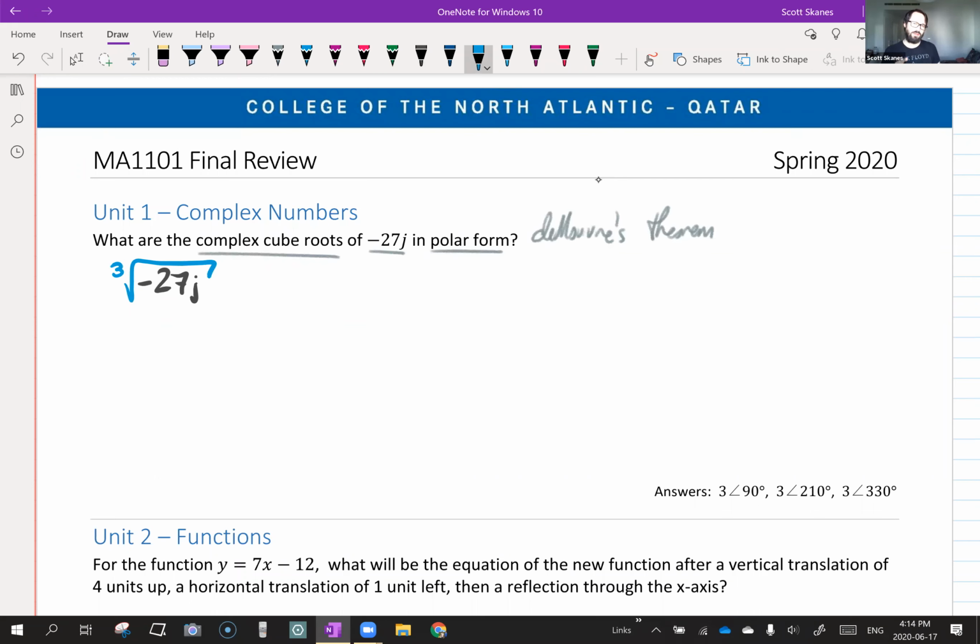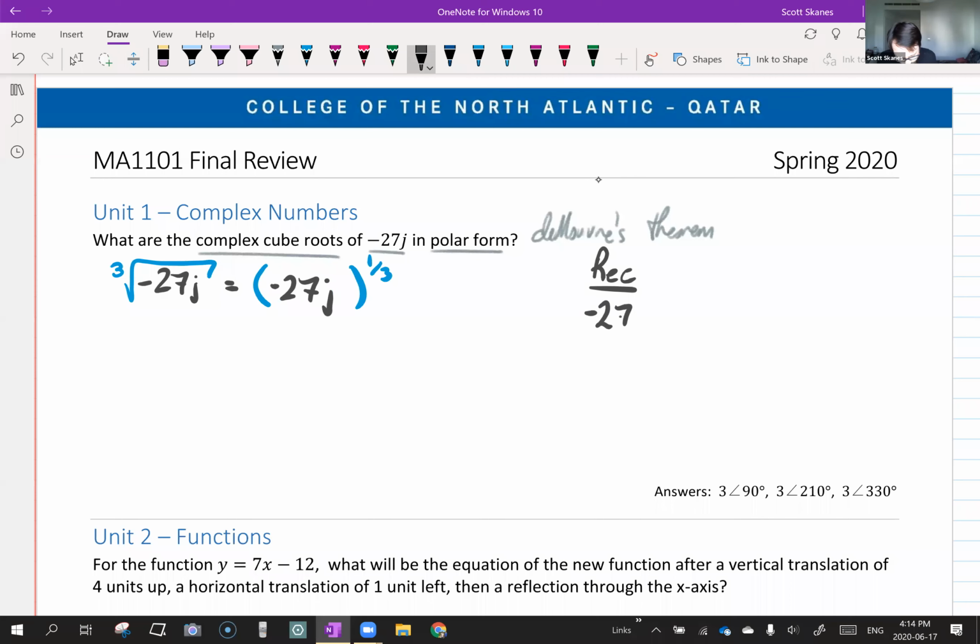I need to do two things. I need to make it into an exponent, or in other words, I need to make it into power form. So I'm going to make it power 1 over 3, and that'll be (negative 27j)^(1/3). That's the first thing I need to do. And I need to change it to polar form, which is actually very easy, but also if you don't review it, it's going to be hard to remember.